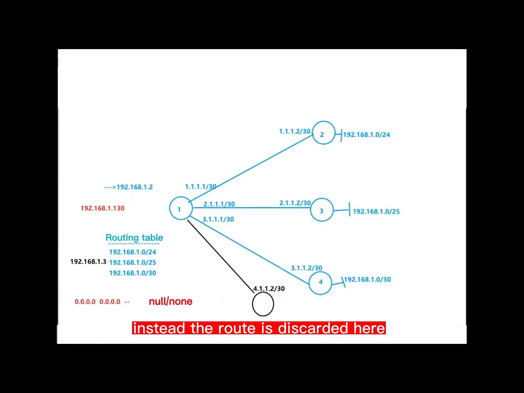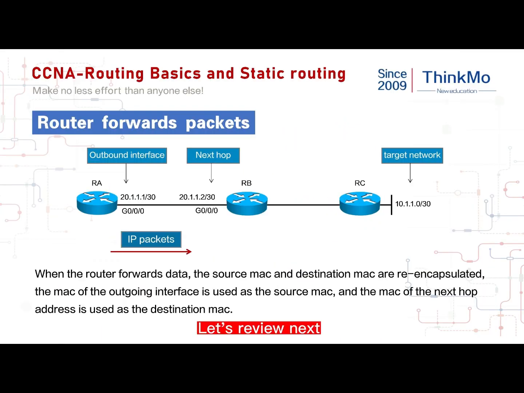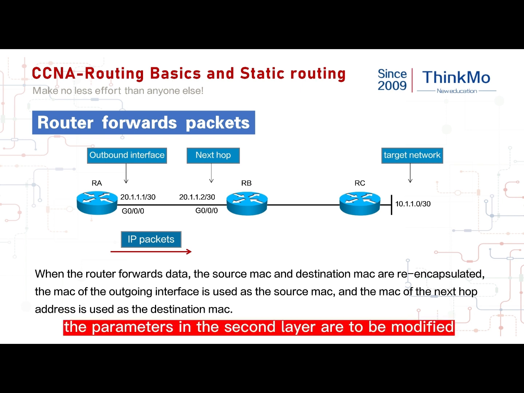The root is discarded here. Let's review next. The router forwards packets. When the data is forwarded as a whole, each router actually has the parameters in the second layer modified. Then why do you want to modify?